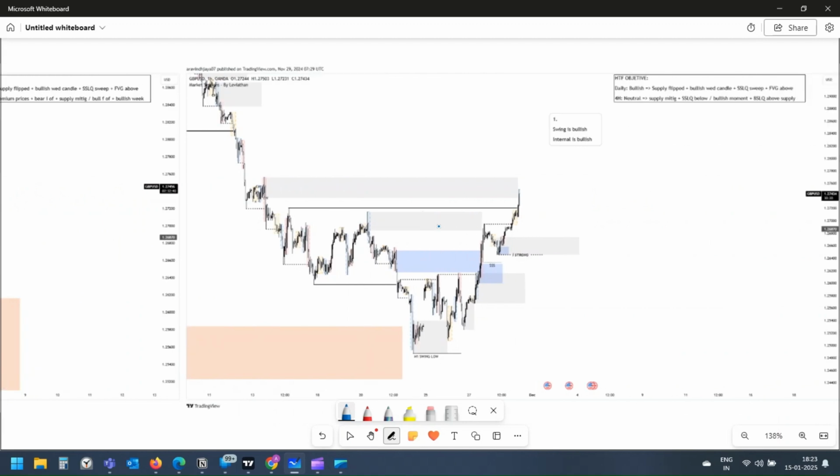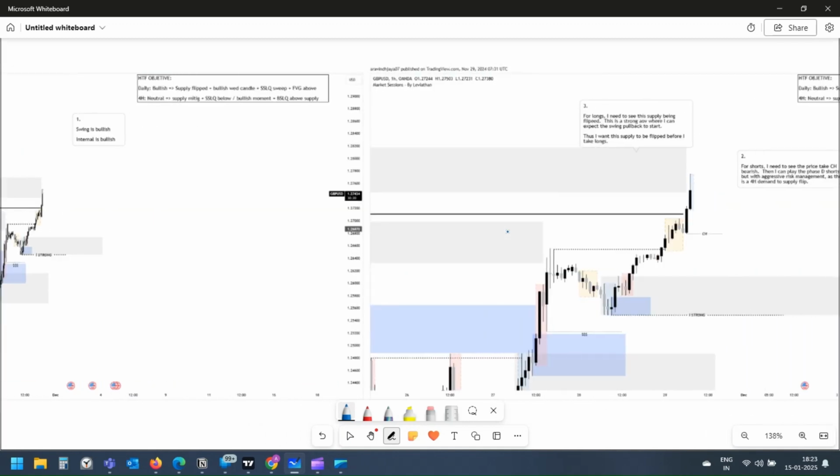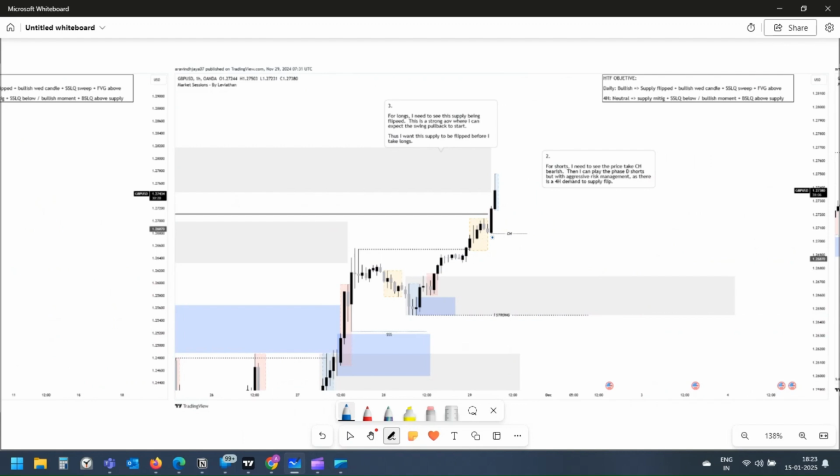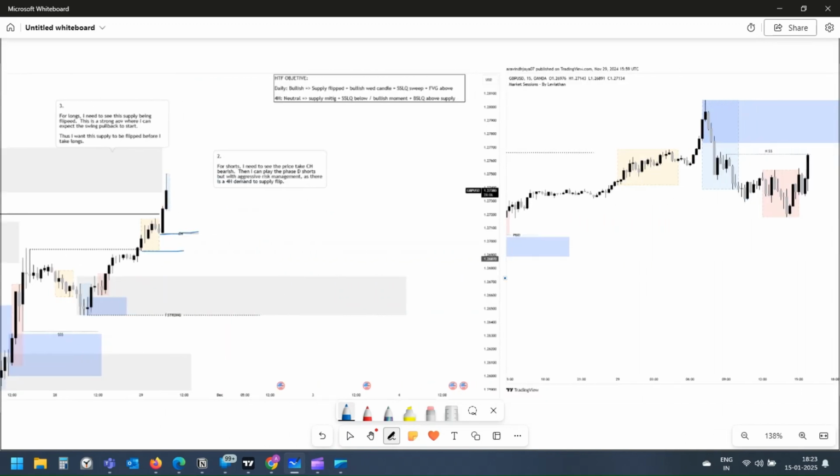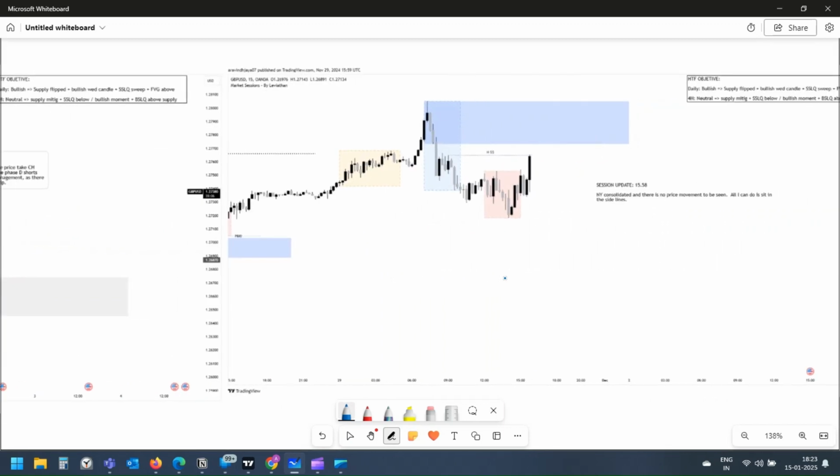This is H1. The swing structure is bullish and the internal is also bullish, but the price has mitigated into the 4-hour supply, which means now phase D shorts are valid. And now I'm also having some clear sell side liquidities that I can target. The first one being this low, the second one being the Asian lows, and the third one being the 4-hour demand zone. So all I need to do is wait for the price to CHoCH bearish, then I can look for shorts.